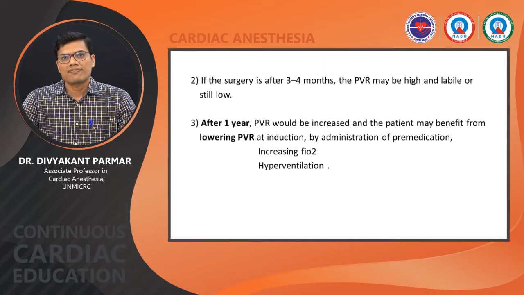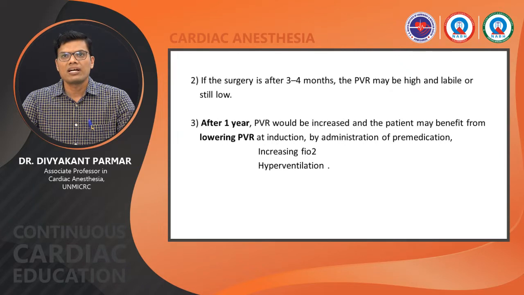If the surgery is after 3 to 4 months, the PVR may be high and labile or still low. And if the patient presents after 1 year, the PVR would be increased and the patient may benefit from lowering PVR at induction by administration of premedication, increasing the FiO2 and doing hyperventilation, keeping the PaCO2 around 30 to 35.